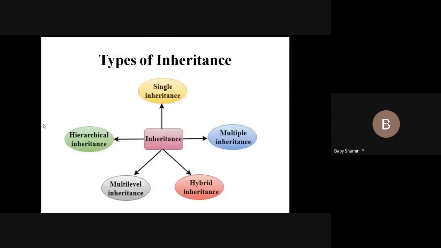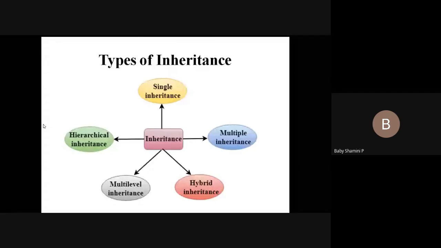So next, these are the types of inheritance. The inheritance types are: first one is single inheritance, then multi-level inheritance, hierarchical inheritance, hybrid and multiple inheritance. These are the different types of inheritance.